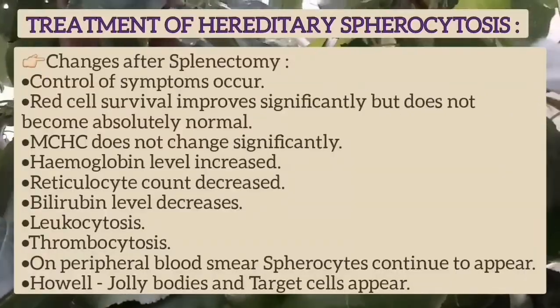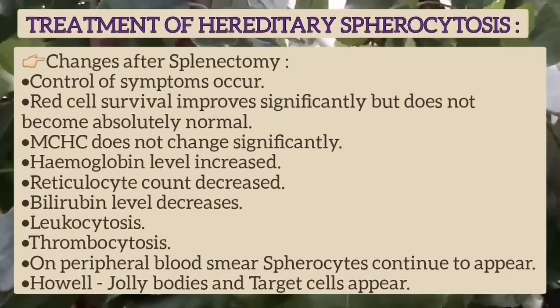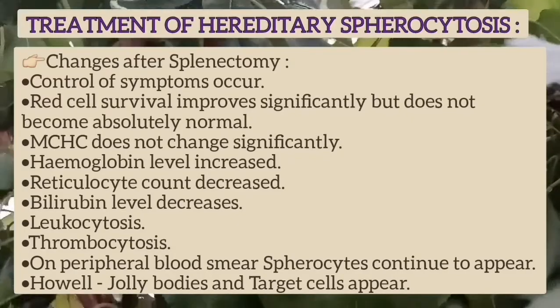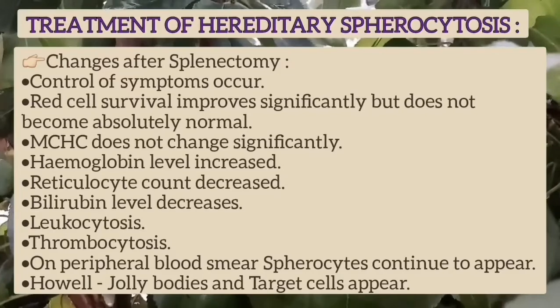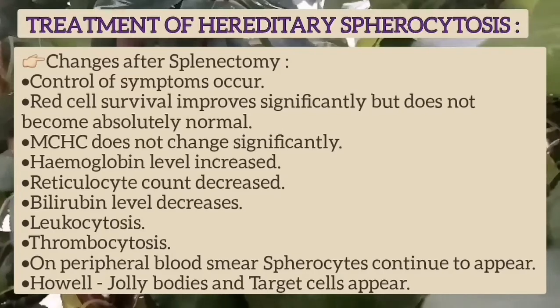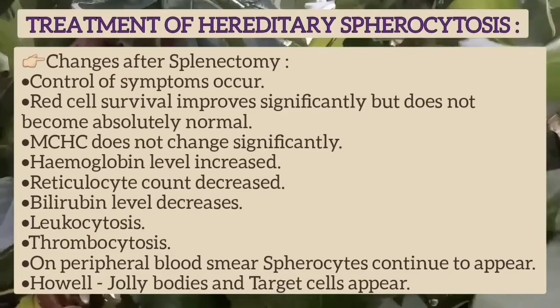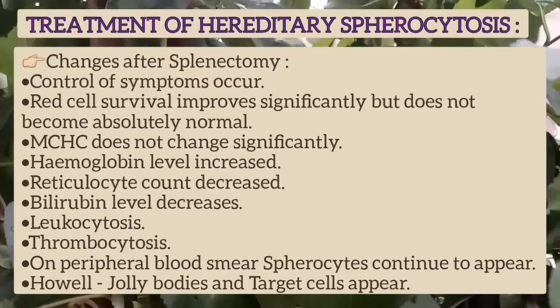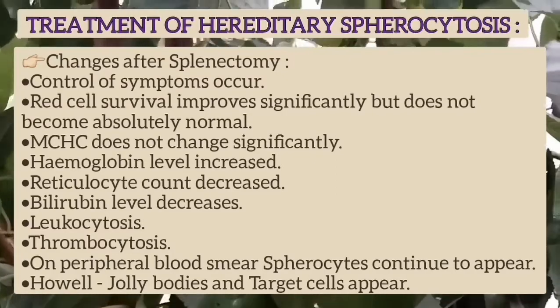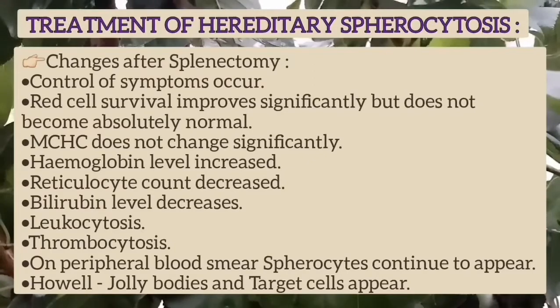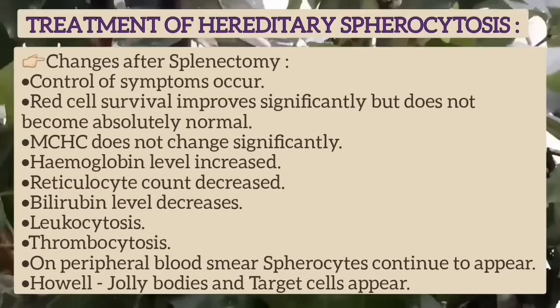Now friends, after splenectomy, control of symptoms occurs. Red cell survival improves significantly but does not become completely normal. Mean corpuscular hemoglobin concentration does not change significantly. Hemoglobin level increases while retic count decreases. Bilirubin level also decreases. There is leukocytosis and thrombocytosis.